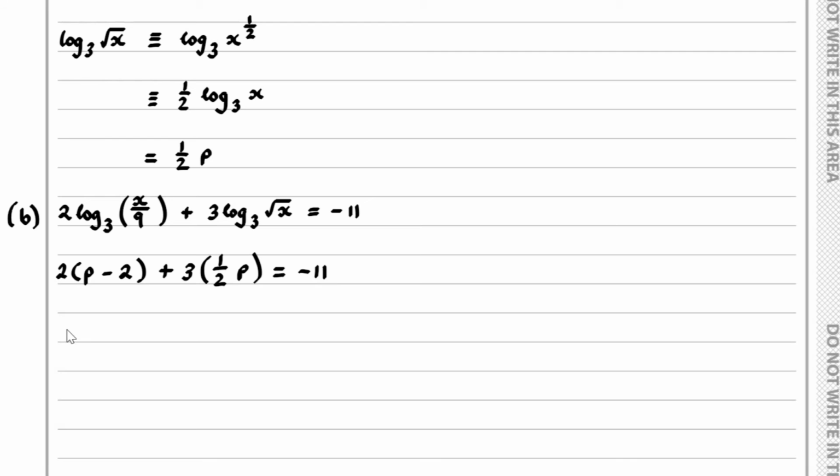So expanding, we have 2p minus 4 plus 3 over 2 p equals -11, and if I multiply through by the 2, we have 4p subtract 8 plus 3p equals -22.